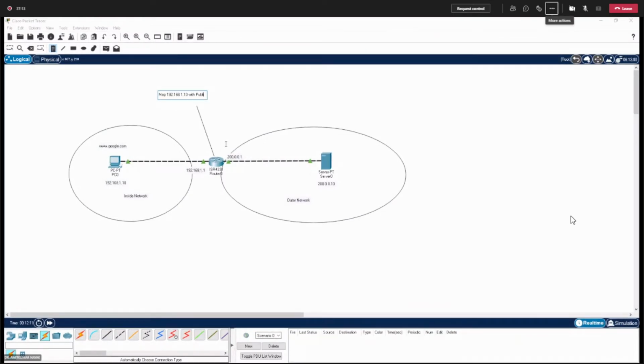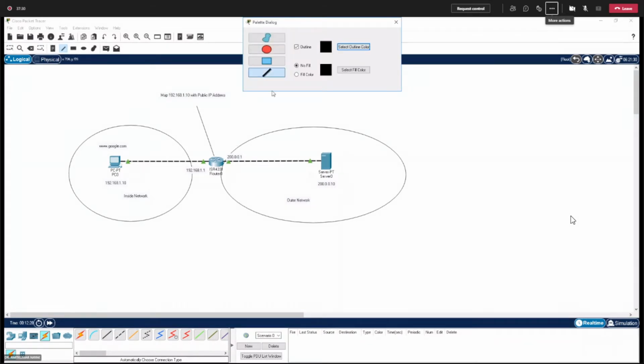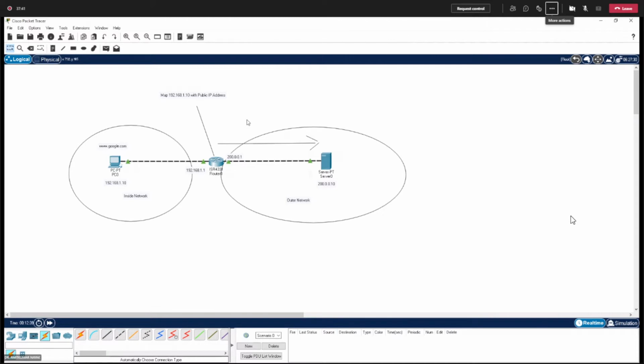Let me not write the exact address, because it will be known to you very soon. But the purpose is that this router will map 192.168.1.10 with a public IP address, and whenever the request is transferred in this direction, at that particular time the source IP will be the public IP only.